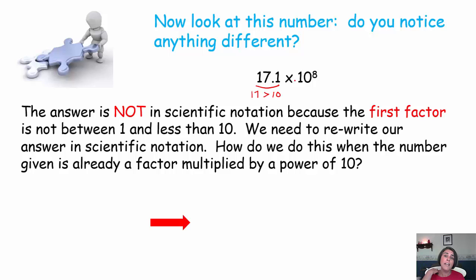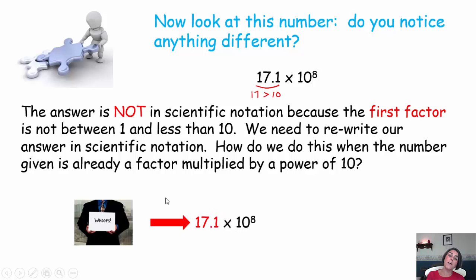So we'd need to rewrite the answer in scientific notation if we were asked to work with some numbers in scientific notation, maybe comparing them, ordering them, multiplying them, dividing them, adding them, subtracting them. We would first want them in scientific notation, so we'd need to do a rewrite. And how do you do this when the number given is already a factor multiplied by a power of 10? It's 17.1 times 10 to the 8th.